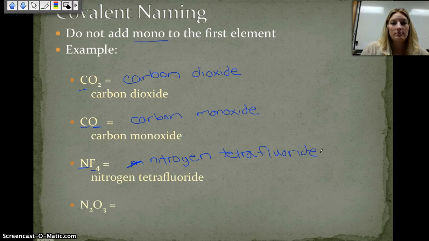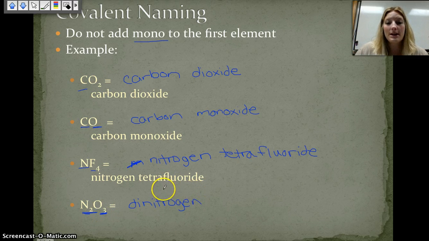And our last one, N2O3. So this one's a little different because now we have 2 nitrogens to start out with. We only don't use the mono, but we do use the other prefixes. So we need a di in front of this because we have 2 nitrogens, so dinitrogen. And we have 3 oxygens. Remember the prefix for 3, like that tricycle you used to ride when you were little, is trioxide.